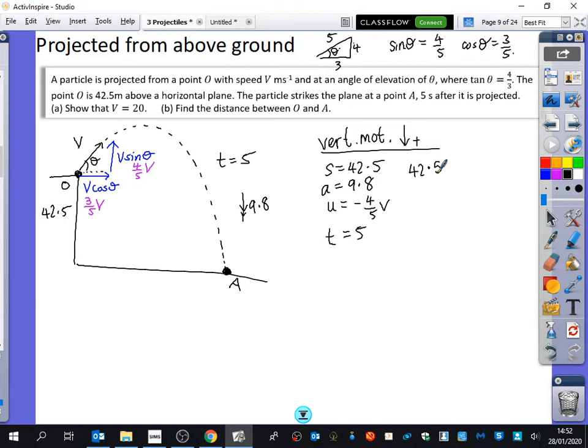So S equals this times this, which is minus 4/5 v times 5. That's S equals ut plus a half a multiplied by t squared. So this simplifies to 42.5 equals minus 4v plus 122.5. So rearranging this, 4v equals 80, so v equals 20.